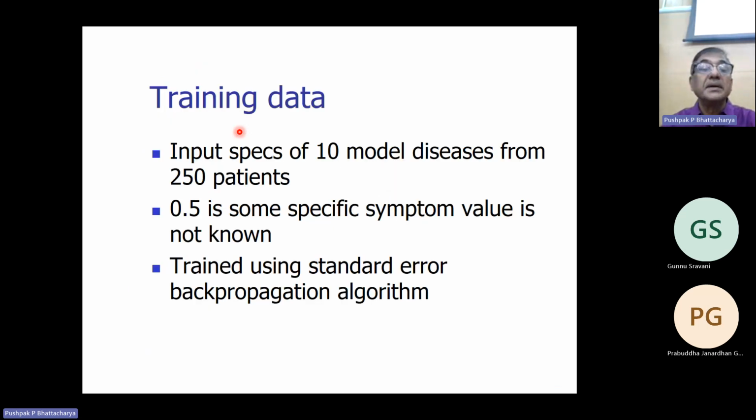Let's see some of the logistics. Input specs of 10 model diseases from 250 patients were given to us. 0.5 is some specific system value, not known. It was trained using the standard error backpropagation algorithm. So you see a very small number of data items, only 2,500.